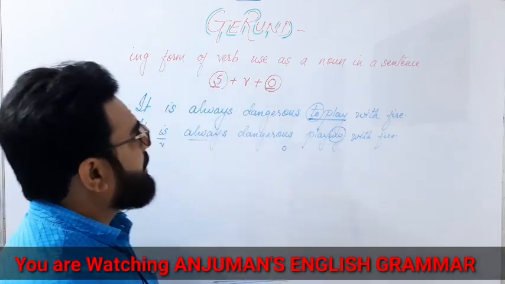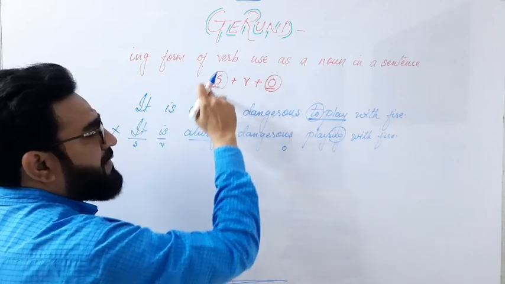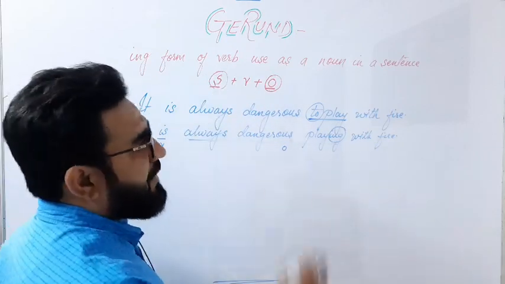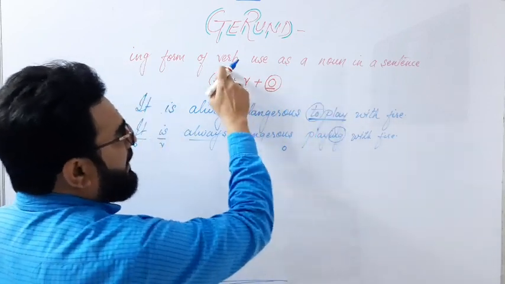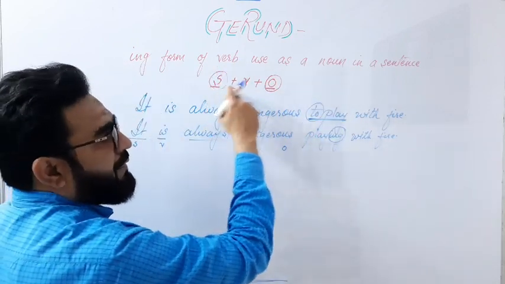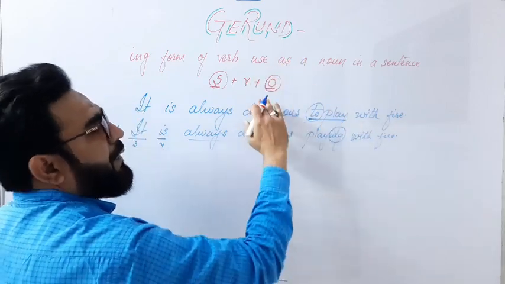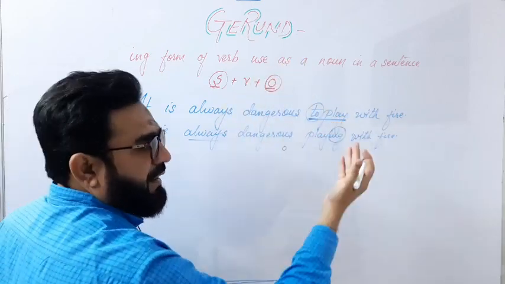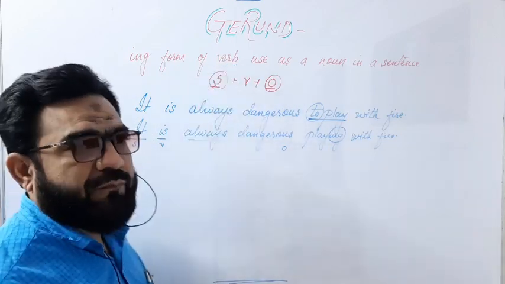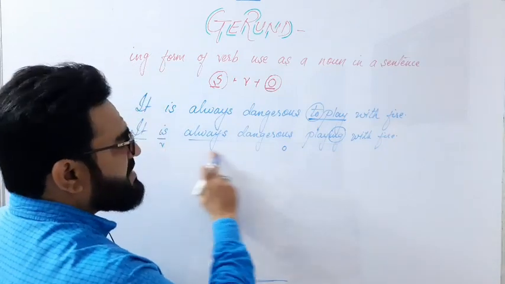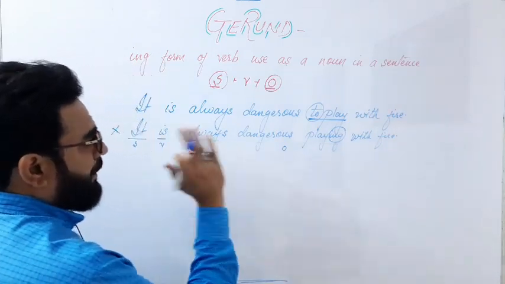Now, let me start from here. Subject. A subject is always a noun in a sentence. The definition of gerund, ing form of verb used as a noun. And subject is always a noun. Object can be changed. Object can be a noun or an adverb or an adverbial phrase. But subject is always a noun. So, don't make these type of sentences. Then how to make? Okay, look here.